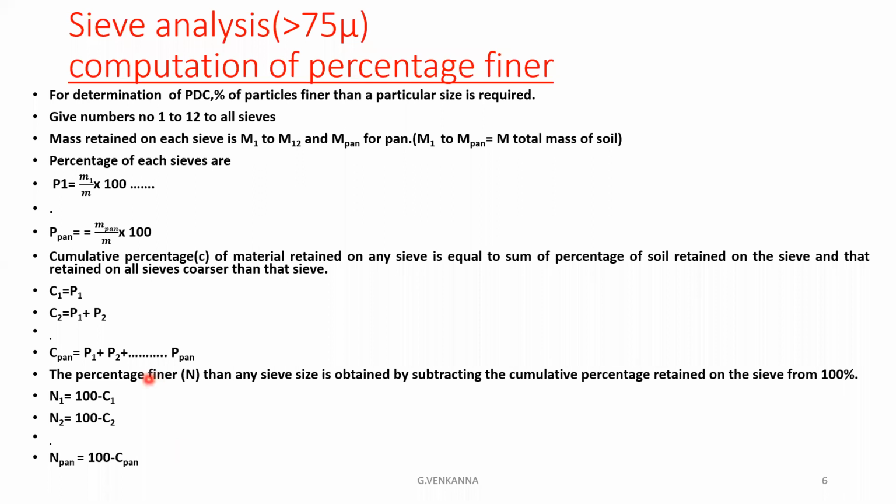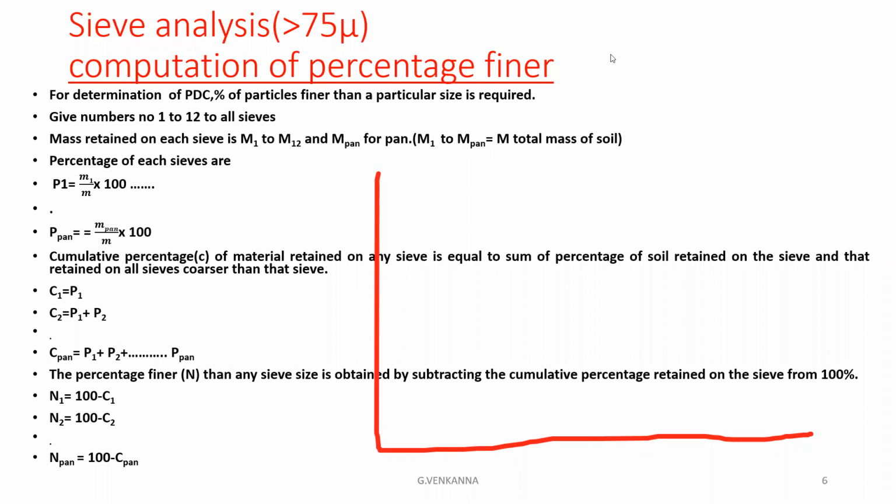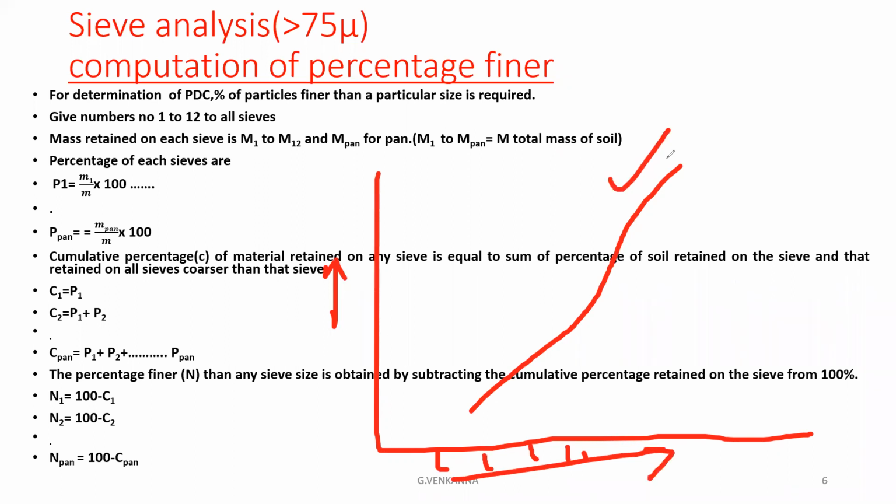After the calculation of the percentage finer, take a graph with the percentage finer on one axis and the particle size on the other axis, so we can get the particle size distribution curve. With percentage finer values like 90, 80, 100 on one axis and particle size on the other, we get the particle size distribution curve.